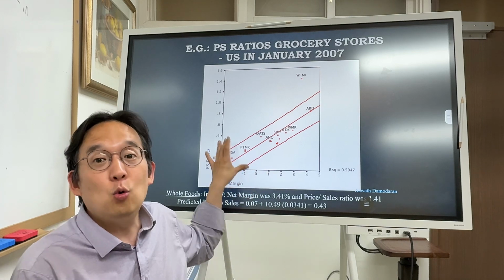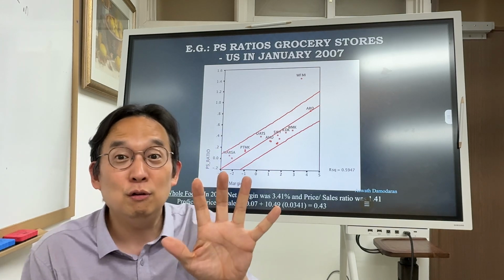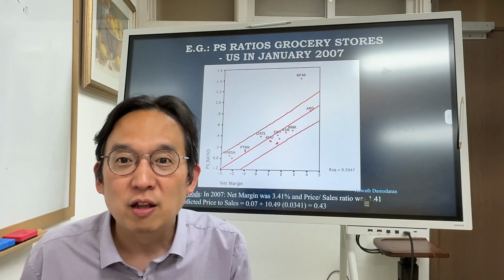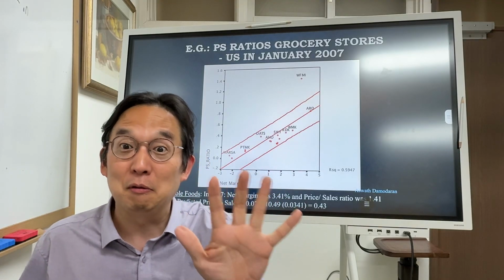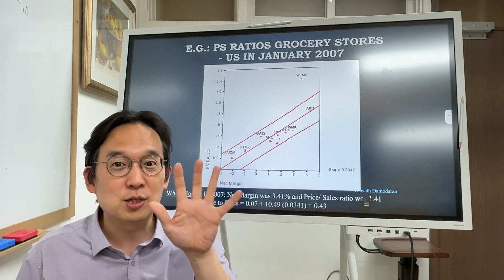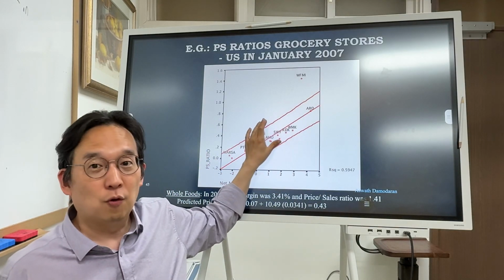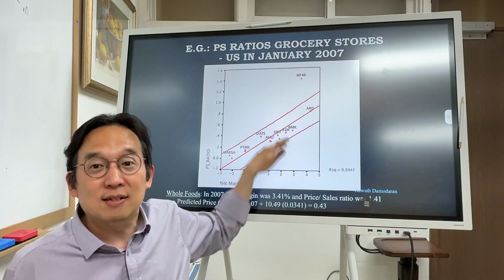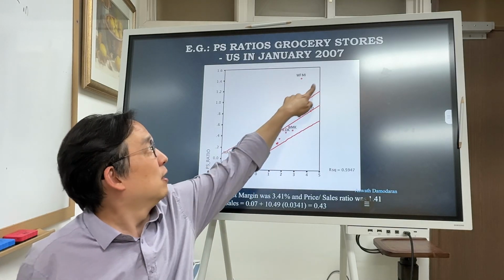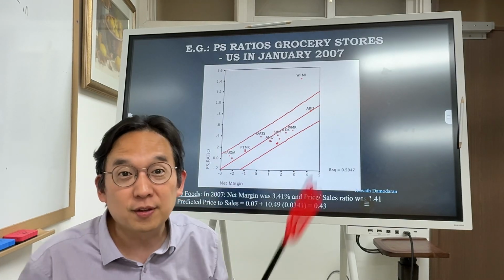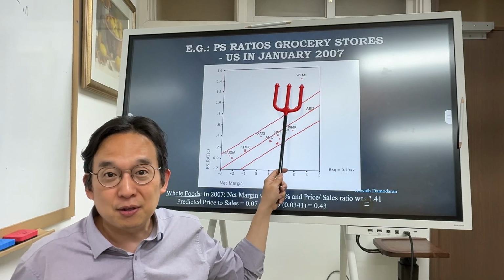Okay, hold region. Don't move. Buy, sell, and Whole Foods. Whole Foods is in the sell region.